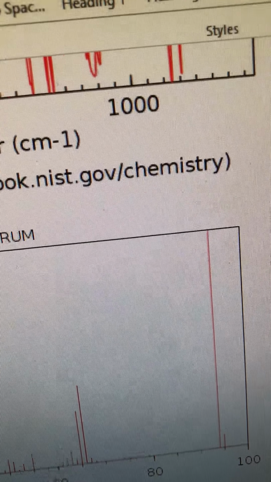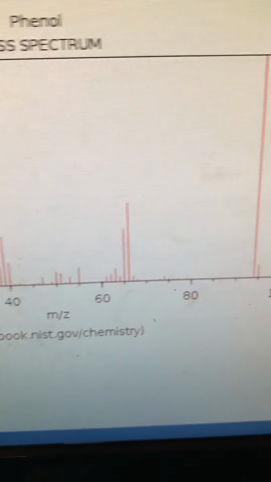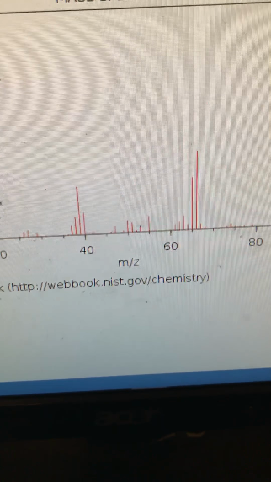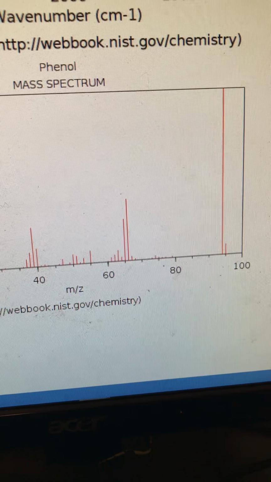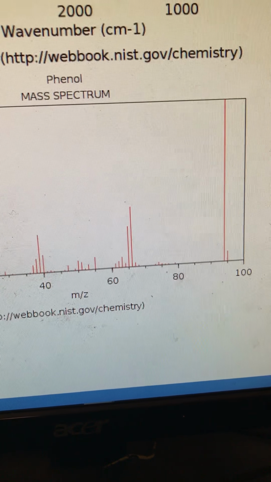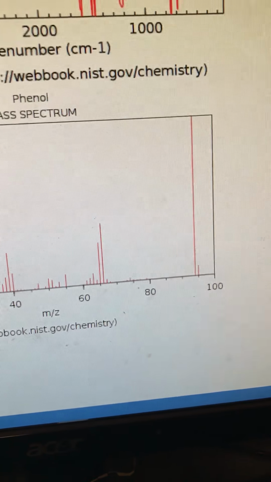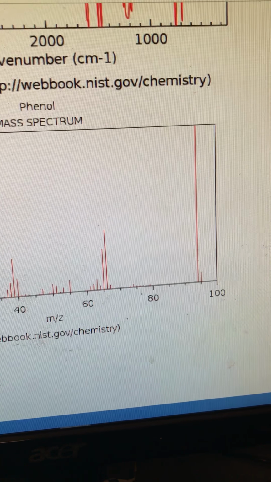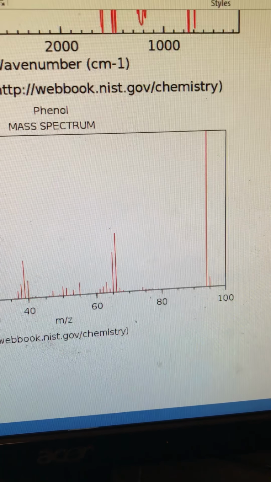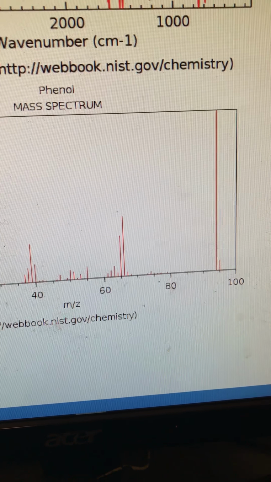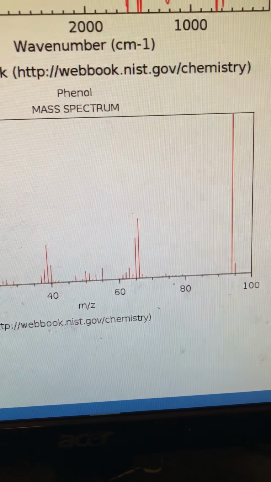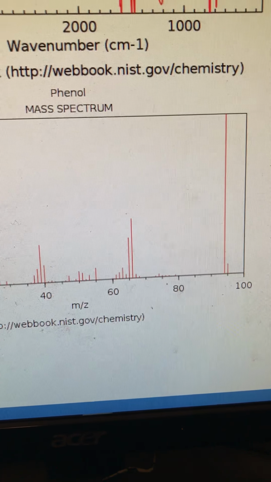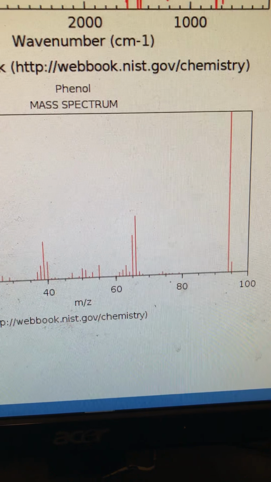Although the proper way to do this would be to then try and calculate the number of atoms in the molecule by taking the base peak or the molecular ion and adding the weights together, and then minusing off the known groups such as that oxygen or the alcohol, which would weigh about 17.